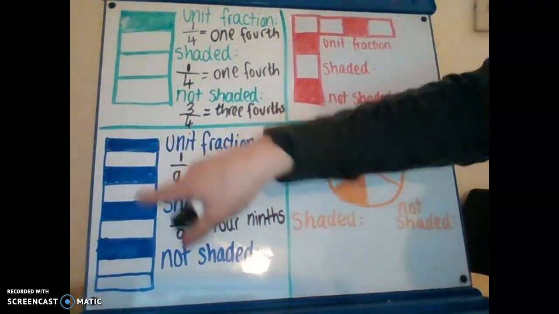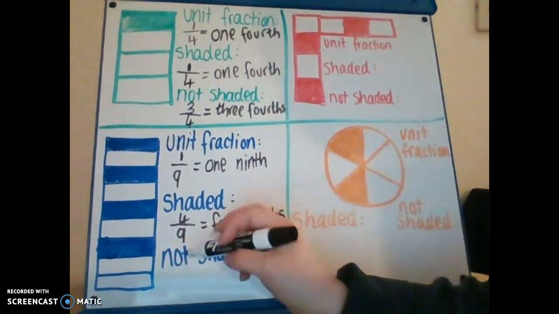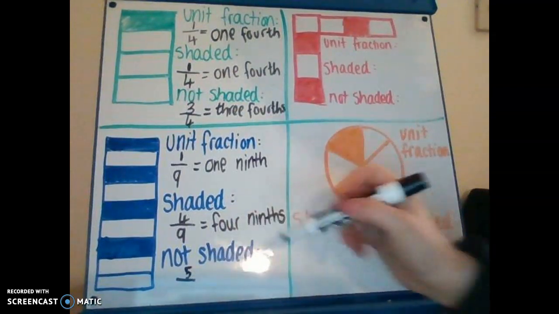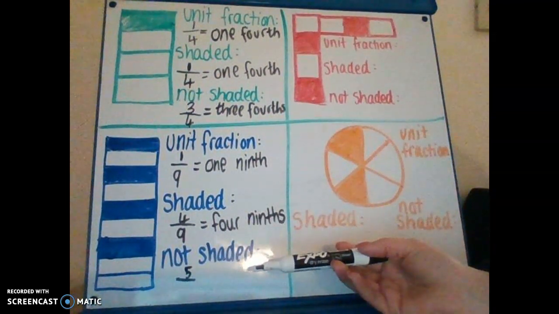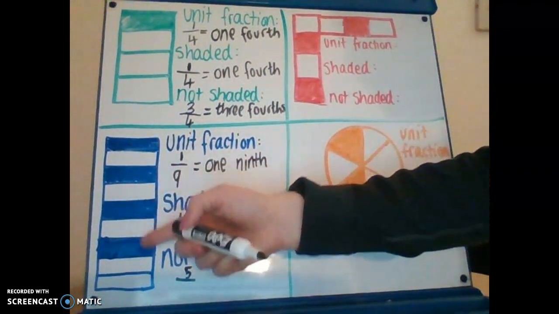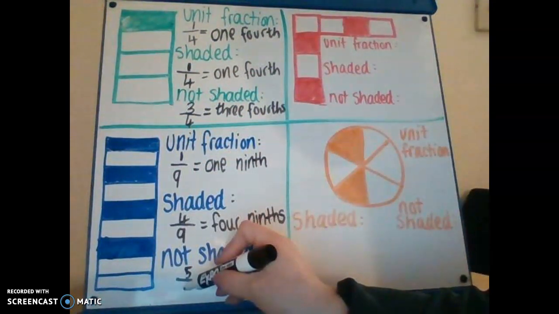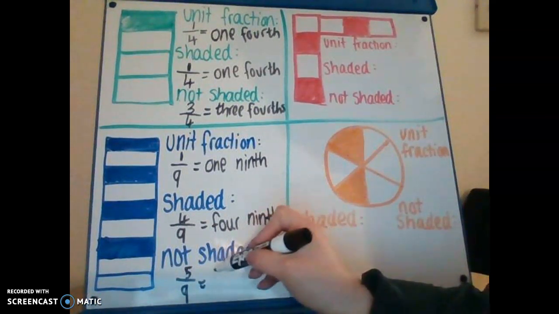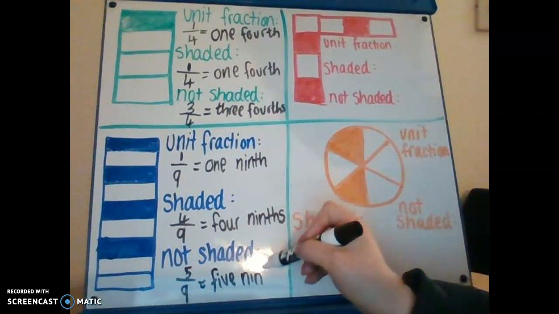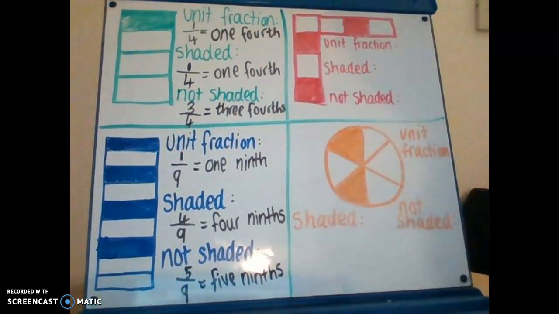Not shaded, again, our numerator is the total number of equal parts not shaded. So we have 1, 2, 3, 4, 5 that are not shaded, out of the total number of equal parts as our denominator, 1, 2, 3, 4, 5, 6, 7, 8, 9. So 5/9 are not shaded.